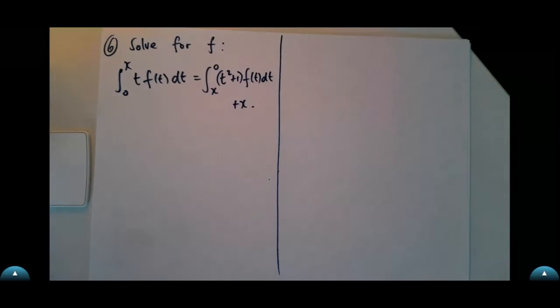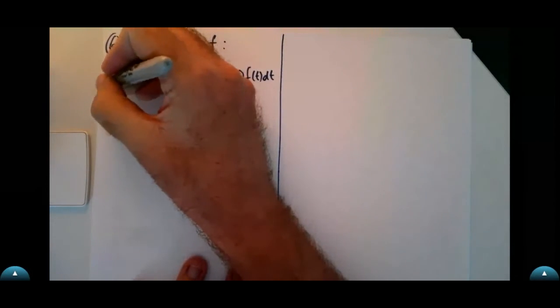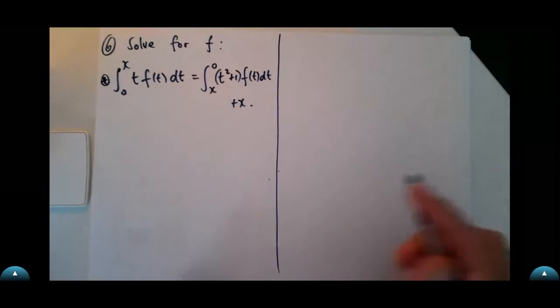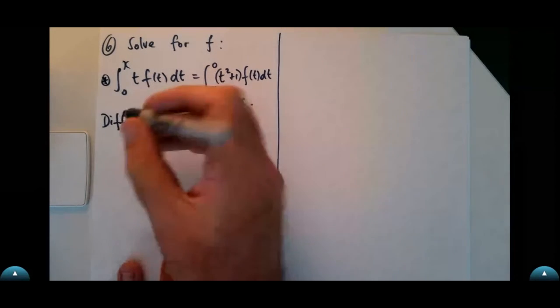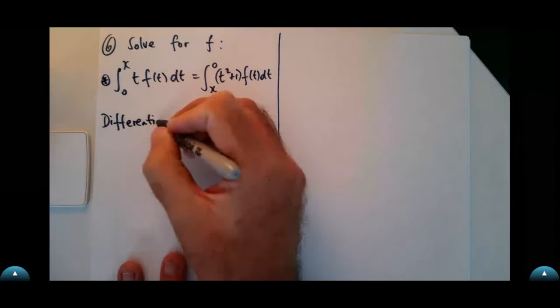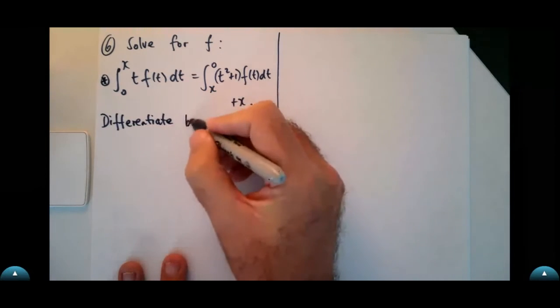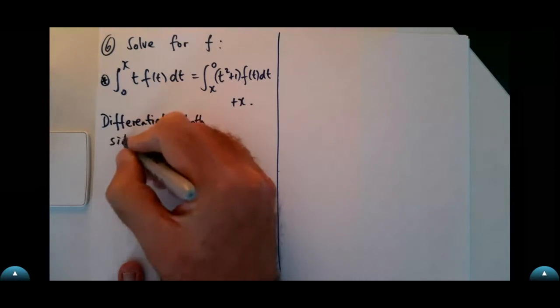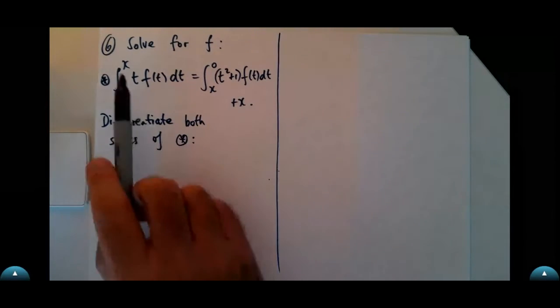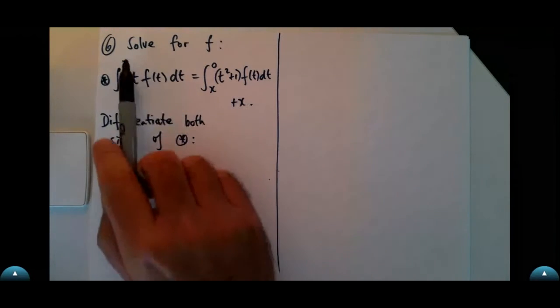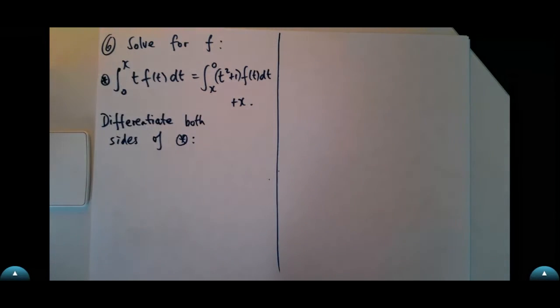So how can we use calculus to sort this out? I kind of hinted at it before. So let's call this star. And what I'm going to do, I'm going to differentiate both sides of star. And what that does is it gets the f out in the open. So the strategy then, let's differentiate both sides. The integral signs are going to disappear, hopefully, and then we can sort of solve for f.